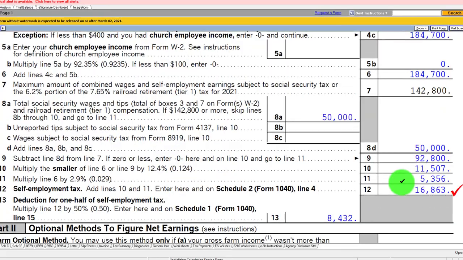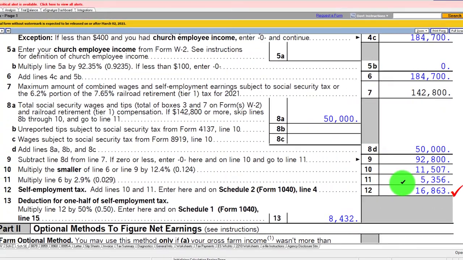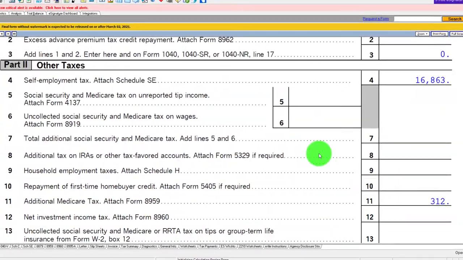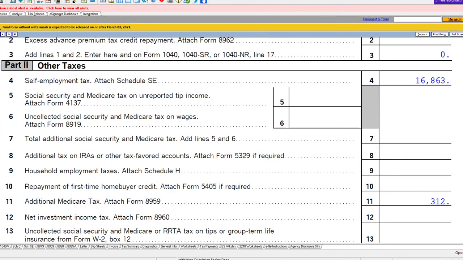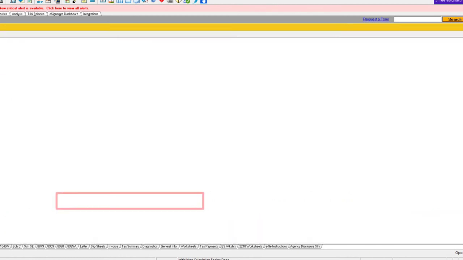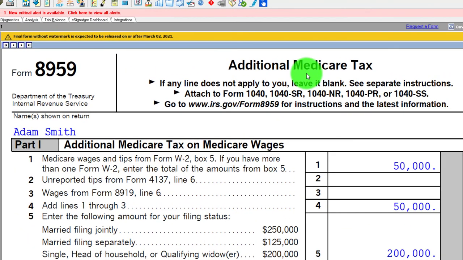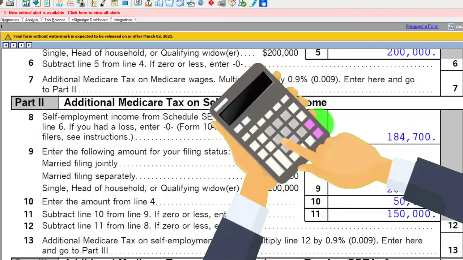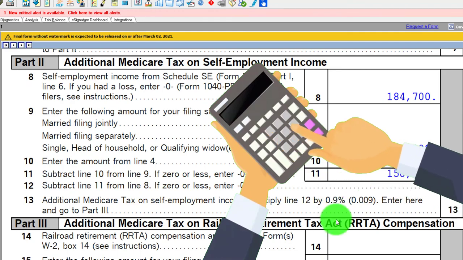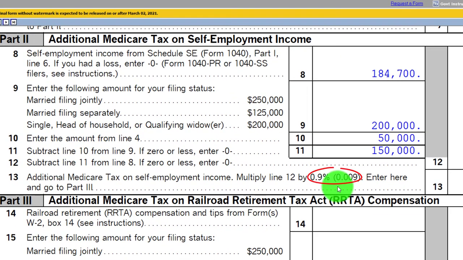Also note that we have the additional Medicare tax, I believe, on this one too. If I go to page 2 of Schedule 2, there we've got the Medicare tax, and that's calculated on Form 8959. So if I go to 8959, you've got the additional Medicare tax calculation that is bringing in that 0.009 if you go over a certain threshold.